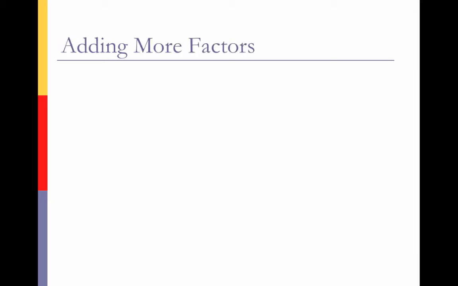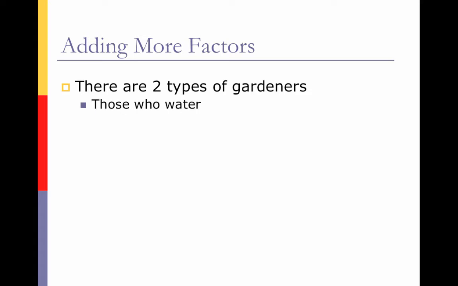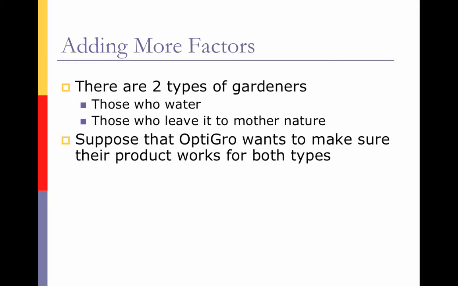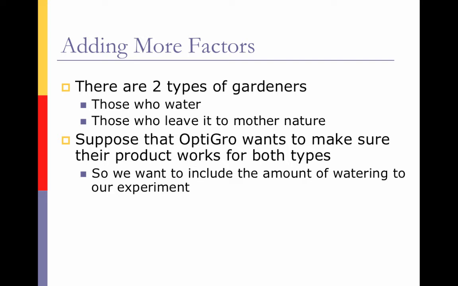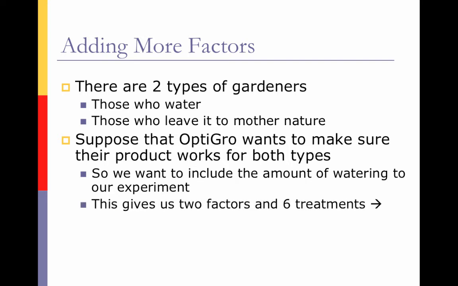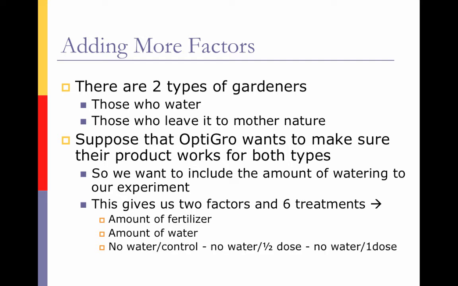Sometimes in an experiment, we have to add more factors, meaning that we're testing more than one thing. Continuing with our tomato example, there are 2 different types of gardeners, those who water and those who leave it up to Mother Nature. Suppose that Optigrow wants to make sure their product works for both types of gardeners. So we want to include the amount of watering to our experiment. This gives us 2 factors, which then gives us 6 treatments. The amount of fertilizer and the amount of water are our 2 factors. Our treatments are going to be no water, so we're leaving it up to Mother Nature, and our control for the fertilizer.